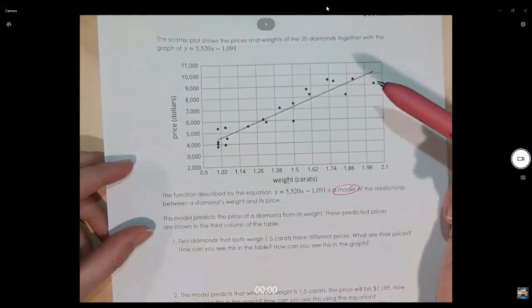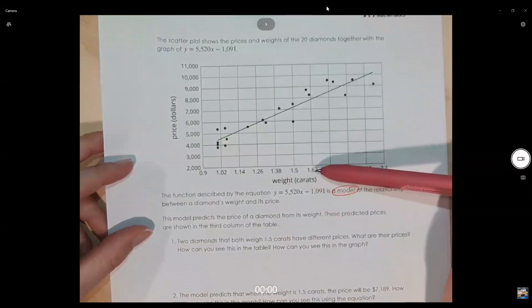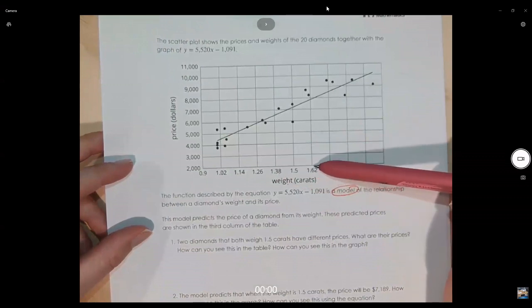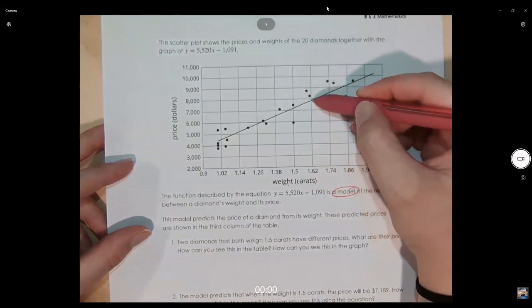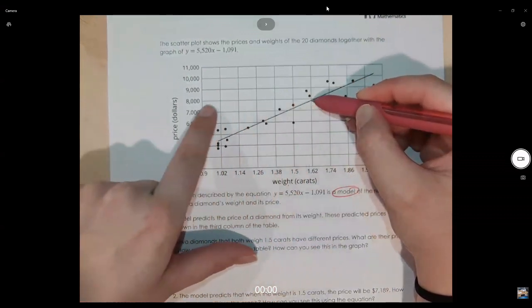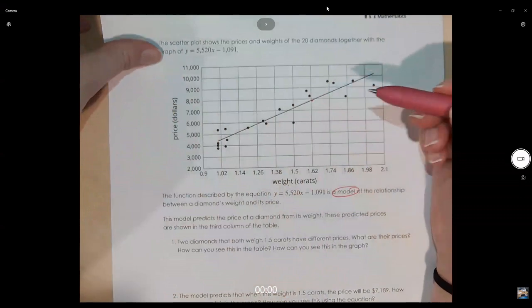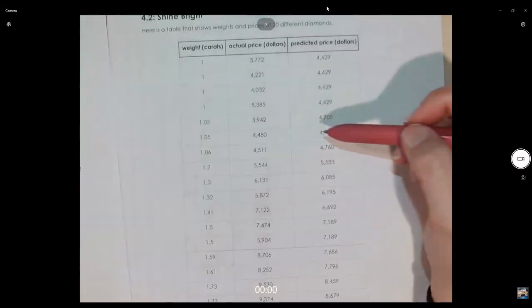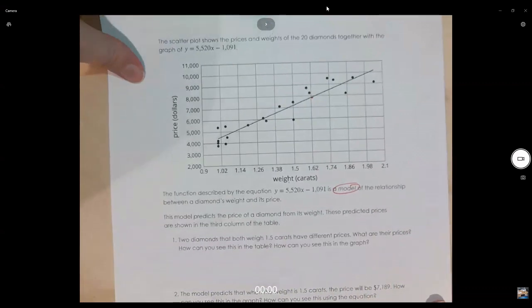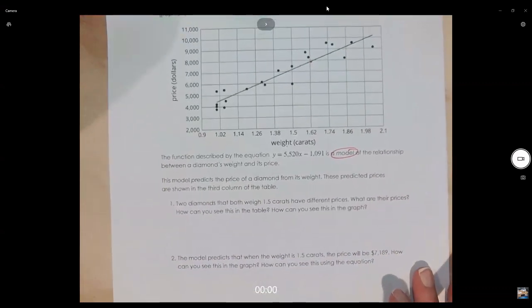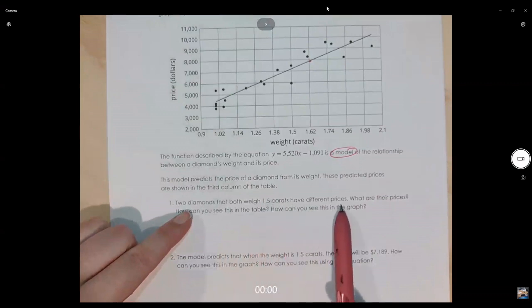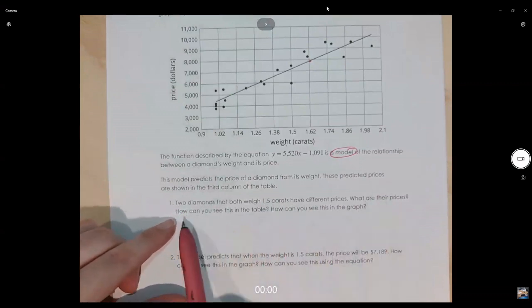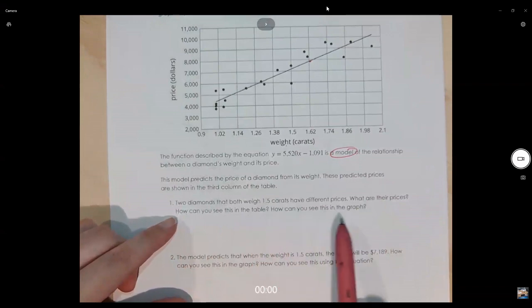So if, for example, we knew that something weighed 1.62 carats, then we'd go up to where that is on this line and we would say, okay, this is now our predicted price. It might not be the actual price, but it's our prediction, and that's what's in this column over here. So based on all that information, we're going to answer a couple questions. It says two diamonds that both weigh 1.5 carats have different prices. What are their prices? How can you see this in the table and in the graph?